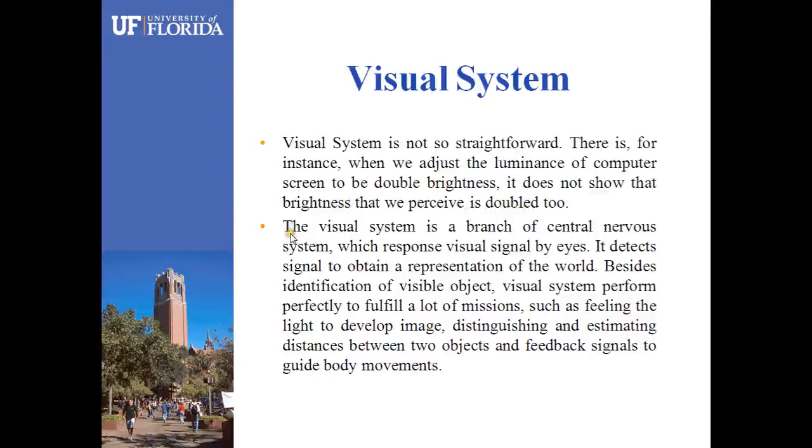In nature, the visual system is a branch of the central nervous system, which responds to visual signals from the eyes. It detects signals to obtain a representation of the world. Besides the identification of visible objects, the visual system performs a lot of other missions, such as filtering the light to develop the image, distinguishing and estimating distance between two objects, and feeding back signals to guide body movements.